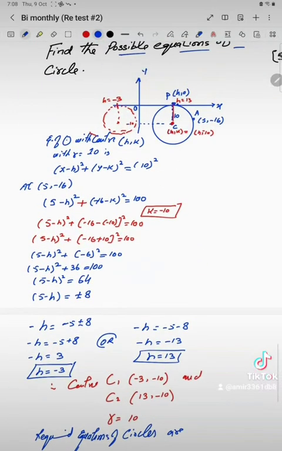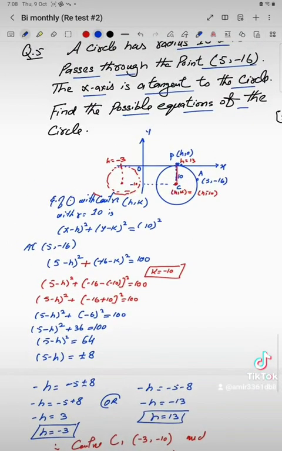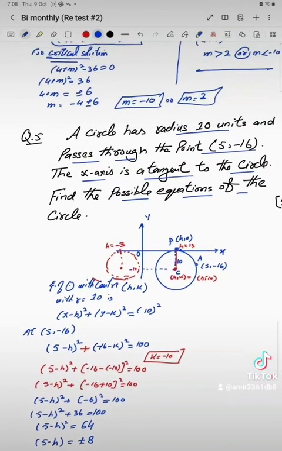The calculation is very much clear, because two possibilities along the x-axis can be tangent on either side of this y-axis, from left region or right region. So I hope it is clear.